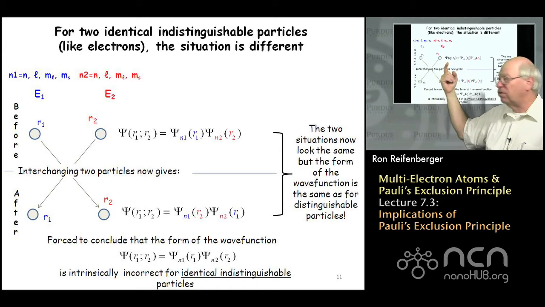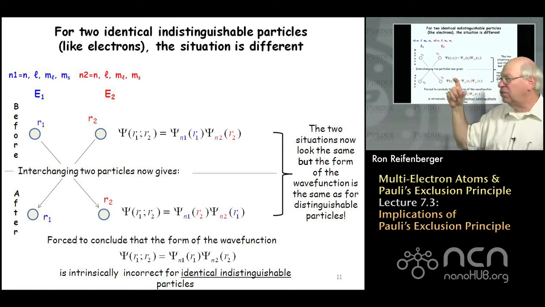These are now two electrons. One electron has quantum numbers n labeled by the blue values. They have an energy E1. They're at some position R1. The second electron has quantum numbers N2. It's got an energy E2, and it's at position R2. But I can't tell the difference between them, so I can't color the particles red and blue.